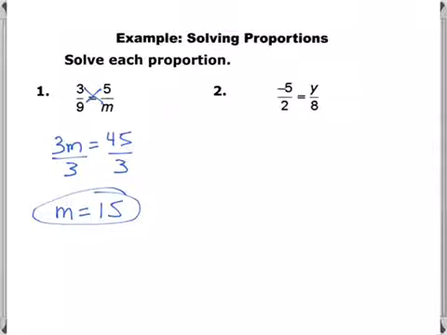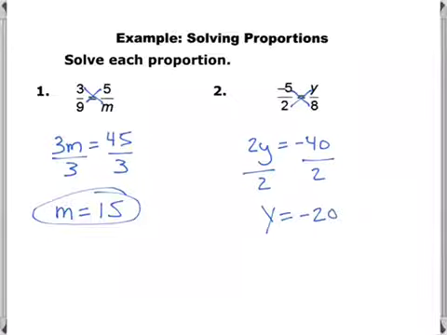Example 2. We're going to do the same thing. We're going to cross multiply, so y times 2 gives us 2y. Negative 5 times 8 gives us negative 40. We're then going to divide by 2 in order to solve for y, and you get y to equal negative 20.